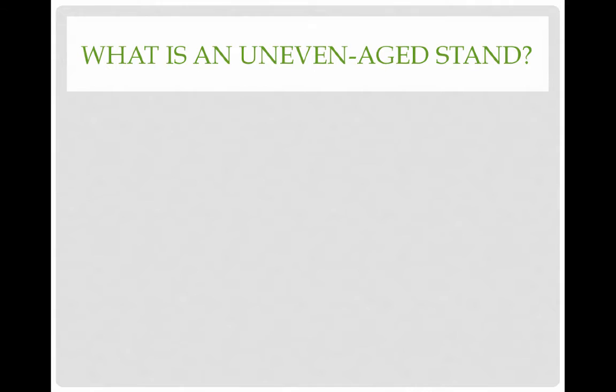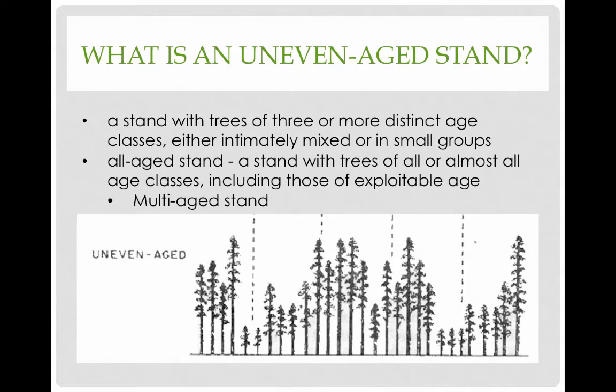So what is an uneven age stand? We covered this definition way long ago at the beginning of class. Pause this lecture and write down what an uneven age stand is. Now to unpause the lecture, what is an uneven age stand? It's a stand with trees of three or more distinct age classes, either mixed or in small groups.